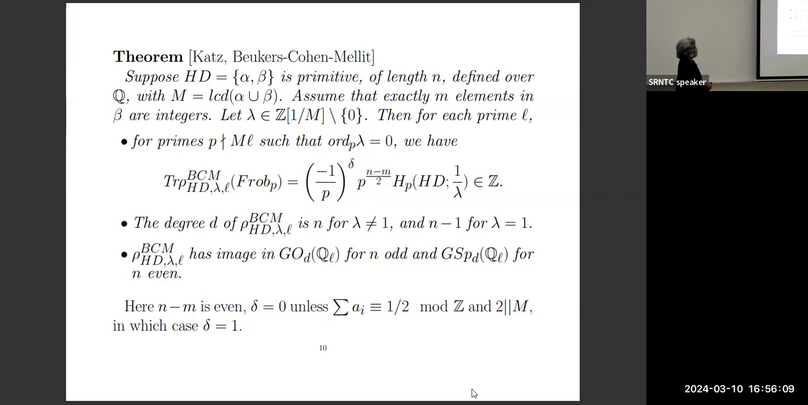Okay. And so in general, a BCM representation on each fiber will have its degree equal to the dimension of the space, n, if this parameter lambda is not equal to 1. When lambda is equal to 1, it degenerates. So the dimension goes down by 1, equal to n minus 1. Okay. Another property we will use is that when n is an odd integer, then the image of this Galois representation is of orthogonal type. And if n is an even integer, then the image is of symplectic type.